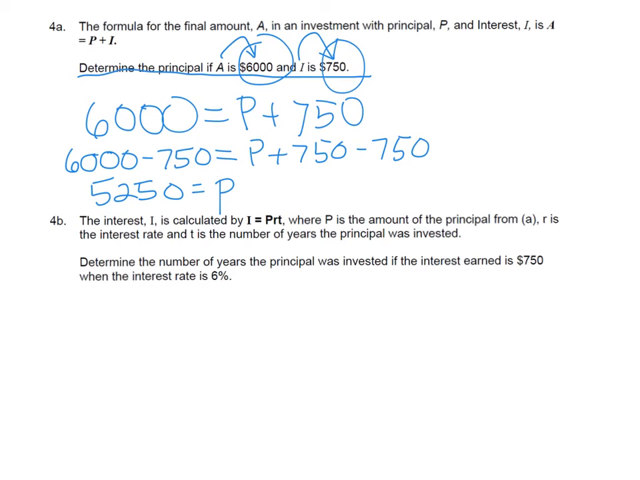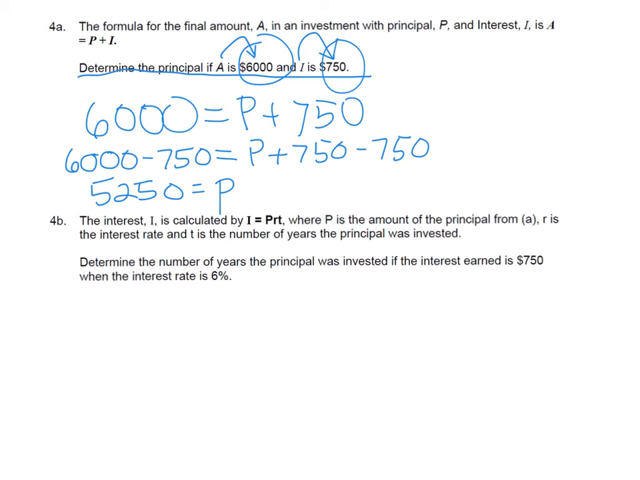So looking at 4B, the interest I is calculated by I equals P times R times T, where P is the amount of the principal from A, R is the interest rate, and T is the number of years the principal was invested. Determine the number of years the principal was invested if the interest earned is 750 when the interest rate is 6%. So I'm going to use cubes again to analyze this question, and it'll be very important for me in this case.